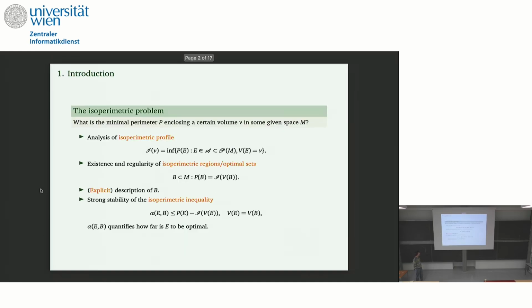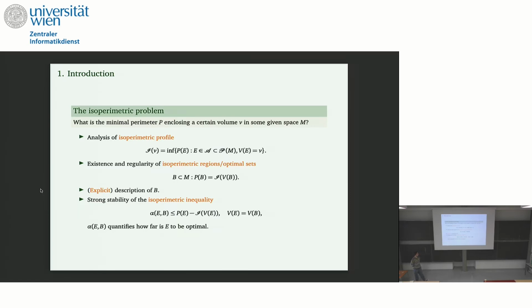So by now, I think that we all agree on what the isoperimetric problem is. So let's take this slide just to fix some notation, right? The isoperimetric problem tries to answer the following question: what is the minimal perimeter needed to enclose some volume in some given ambient space, M? The ambient space can be anything as long as it makes sense to speak about volumes and perimeter. But of course, in this talk, we are going to focus on the case of the Riemannian manifold.